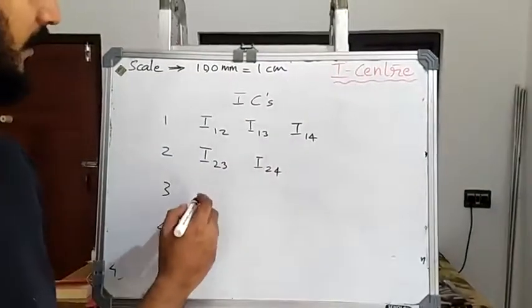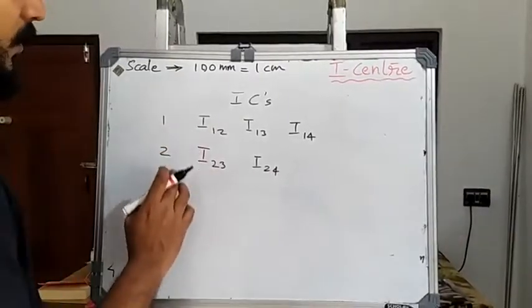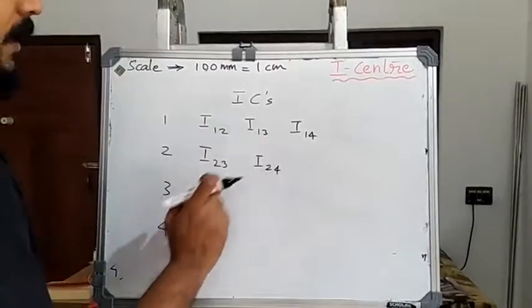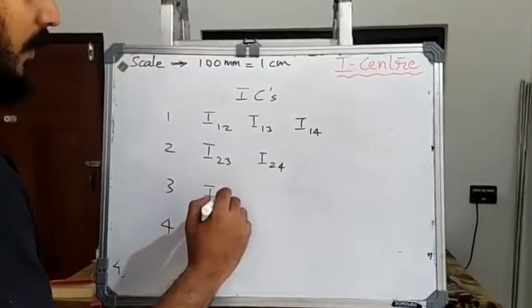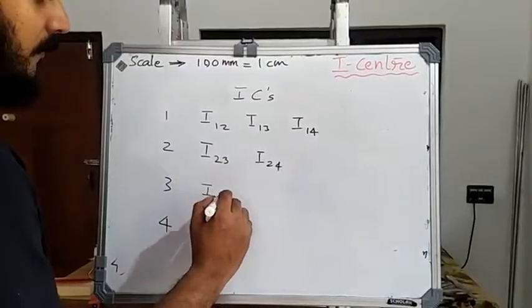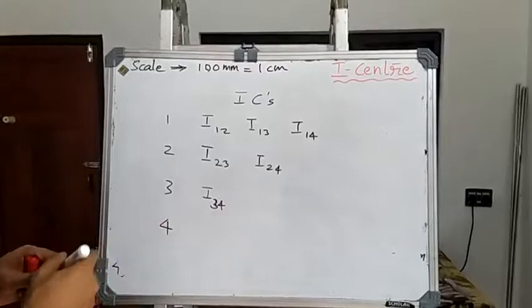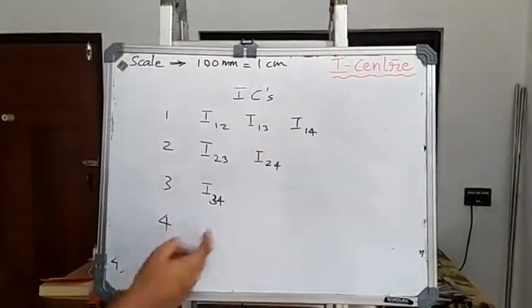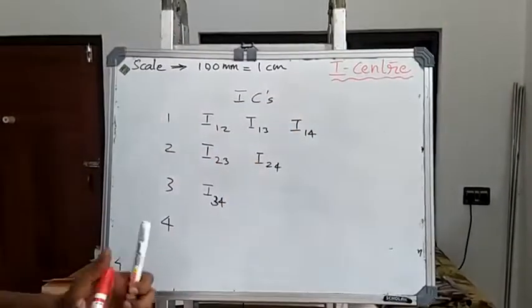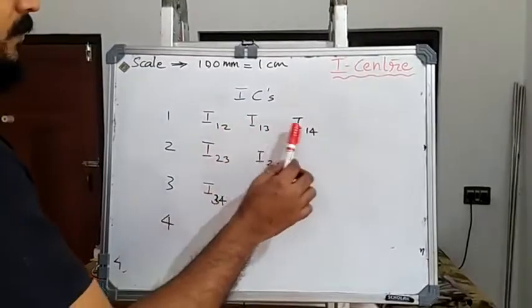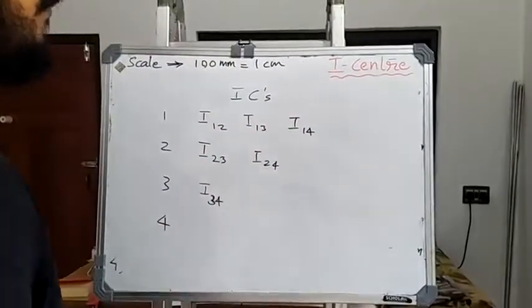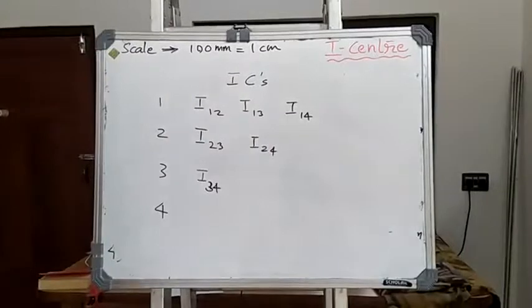Now, for the third link, it is making I centers with 1 and 2, which are already written here, I13 and I23. So let us go for 3, 4. So now the I centers made by 4 are also represented within these ones. If you count the total number of I centers, 1, 2, 3, 4, 5, 6, so the total number of I centers, 6, is matching here.